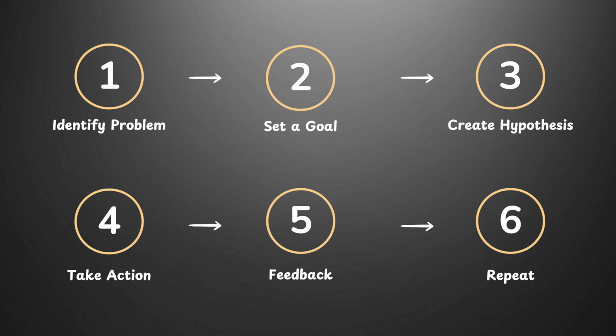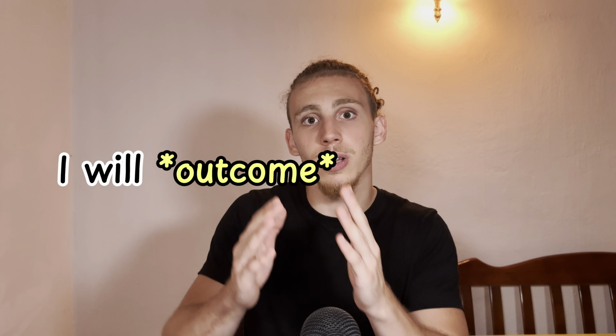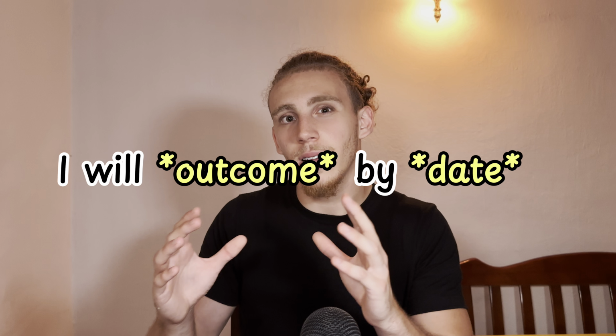Step two, set a goal. A goal that solves your constraint. Some people use the SMART formula, like specific, measurable, attainable, whatever. My formula is a little bit more simple. It is, I will, outcome, by, date. Seems simple, but there's a caveat. Your goal has to have absolute clarity. You should be so clear on your goal that you know what to do in the next 15 minutes.